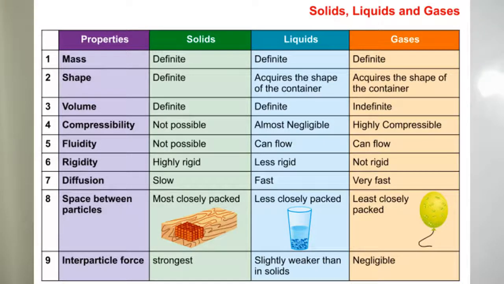Now diffusion. Solid into solid diffusion is slow. Liquid into liquid diffusion is fast, and for gases it is very fast. Now space between the particles. Solids are most closely packed. Liquids are less closely packed, and gases are least closely packed. Interparticle force. Solids have the strongest interparticle force. Liquids are slightly weaker than solids, and for gases it is negligible.